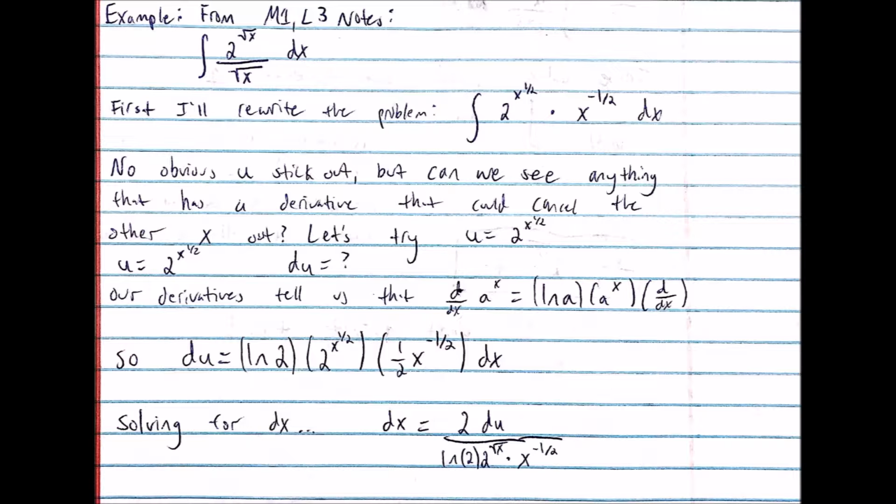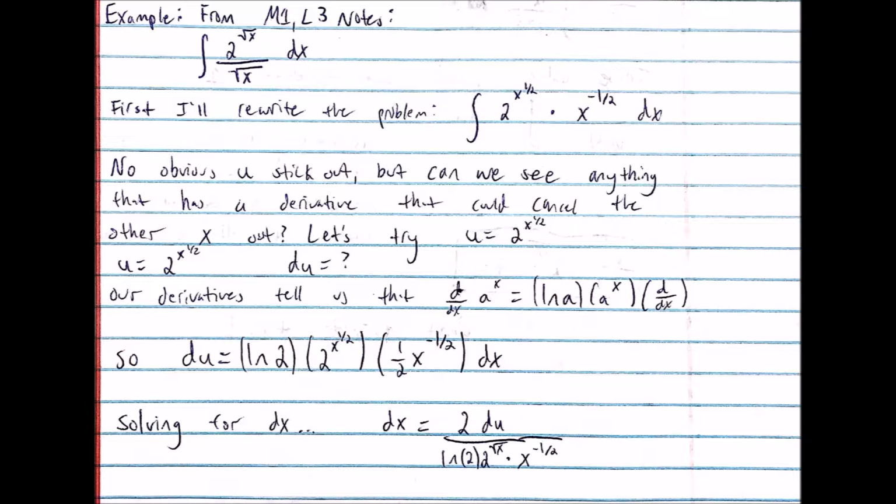So first, rewrite the problem as 2 to the power of x to the power of 1/2 times x to the power of negative 1/2 dx. This just helps me visualize more. I like to get rid of the square roots, usually, in a problem. So there's no obvious u that sticks out, but we can just take some derivatives and see if anything cancels out the other x part of the function.